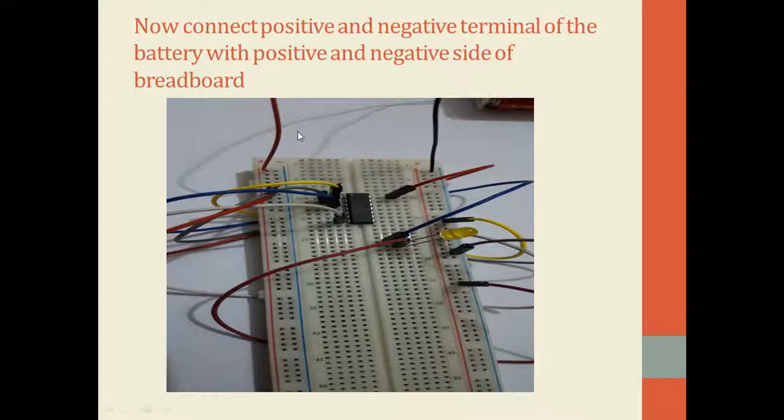Okay, now see, I've connected the positive and the negative terminals of the battery with the positive and the negative sides of the breadboard. This one is a positive and this one is a negative, so I'm connecting the positive wire here in the positive side of the breadboard, and this negative wire I have connected in the negative side of the breadboard.